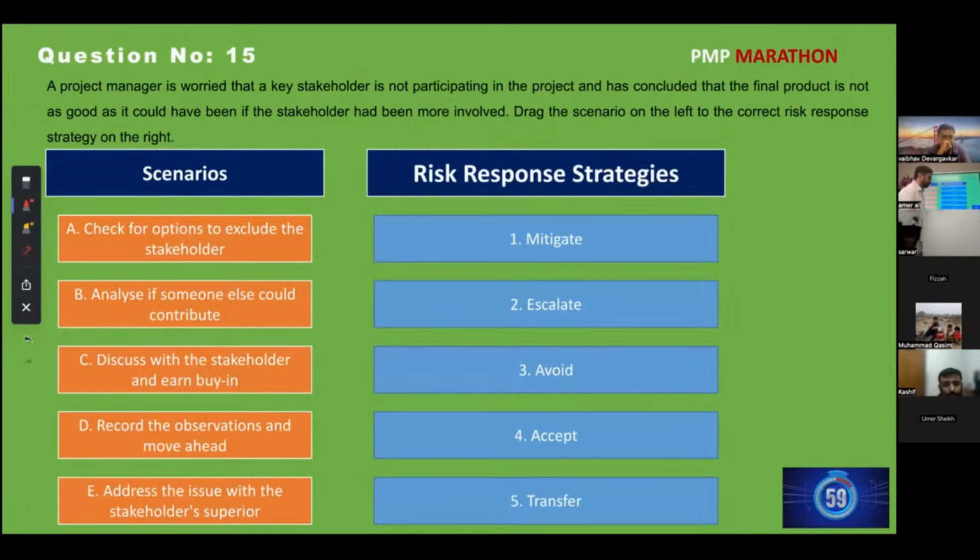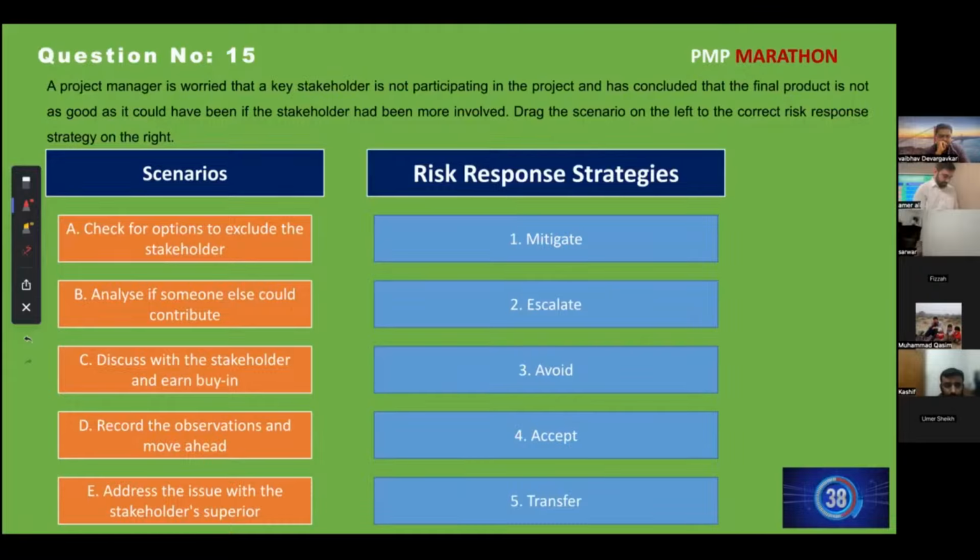Right. So first, let me read the question quickly. A project manager is worried that a key stakeholder is not participating in the project and has concluded that the final product is not as good as it could have been if the stakeholder had been more involved. Drag the scenario on the left to the correct risk response. All right, sir. Let me try.